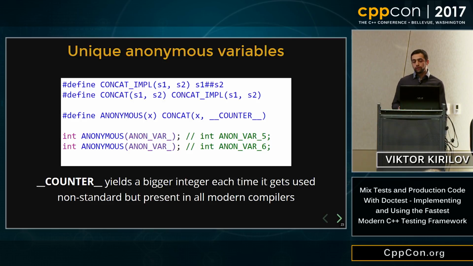So at the heart of everything sits the ability to construct anonymous unique variables. For this, we're using the anonymous macro, which concatenates a literal with the result of COUNTER. COUNTER is an identifier which is not standardized, but it's practically supported by all major compilers for the past 10 or something years. And each time you use it in a source file, you get a bigger integer. It always starts from 0. So in this case, when we use ANONYMOUS with anon_var two times, we might get anon_var_5 and anon_var_6.